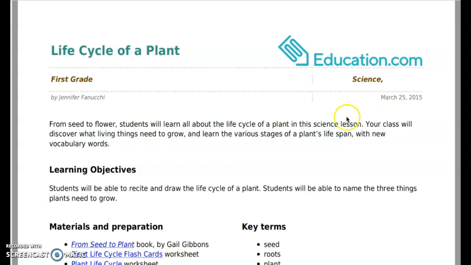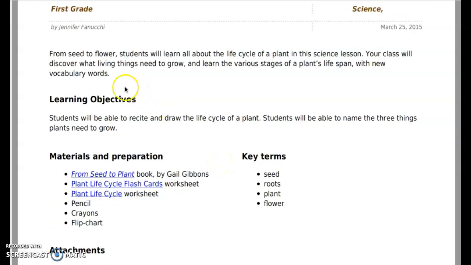It starts off, as you can see right here, with the overall lesson plan of the day. From seed to flower, students will learn all about the life cycle of a plant in this science lesson. So it says what the class is going to do today, what they'll discover, and then at the end here it says with new vocabulary words. Vocab words were something that we learned this week that were really essential for classes to learn and how you deliver that. And so I like that she includes new vocabulary words.